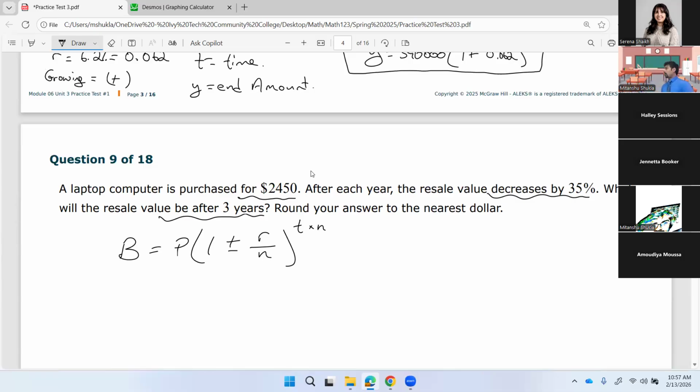Every time I can always use this function. Okay. The balance is the end amount. I don't know the end amount. They're telling me to find the end amount, right? My principal is my starting amount. That's the 2,450. 1 plus or 1 minus? What do you think? Minus. 1 minus because it's decreasing.